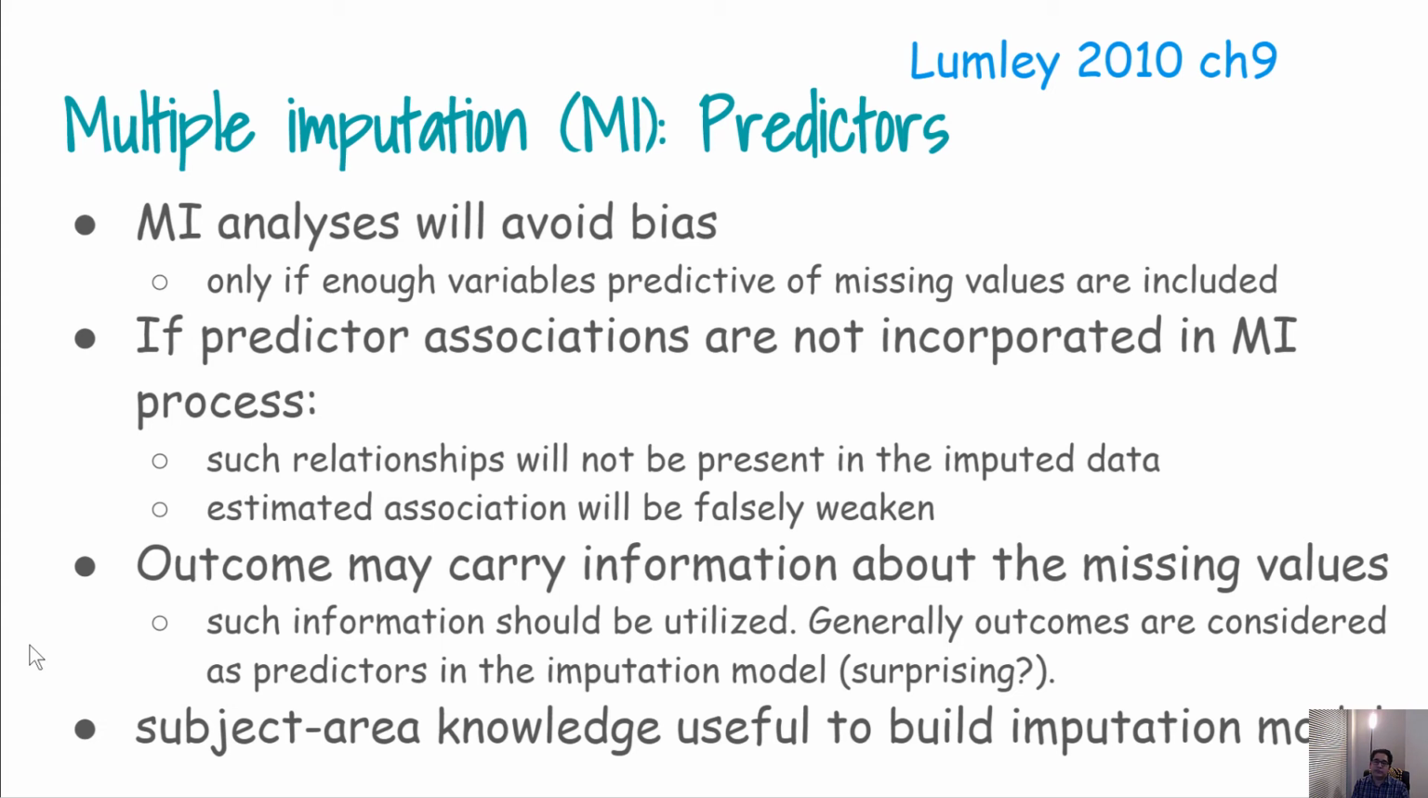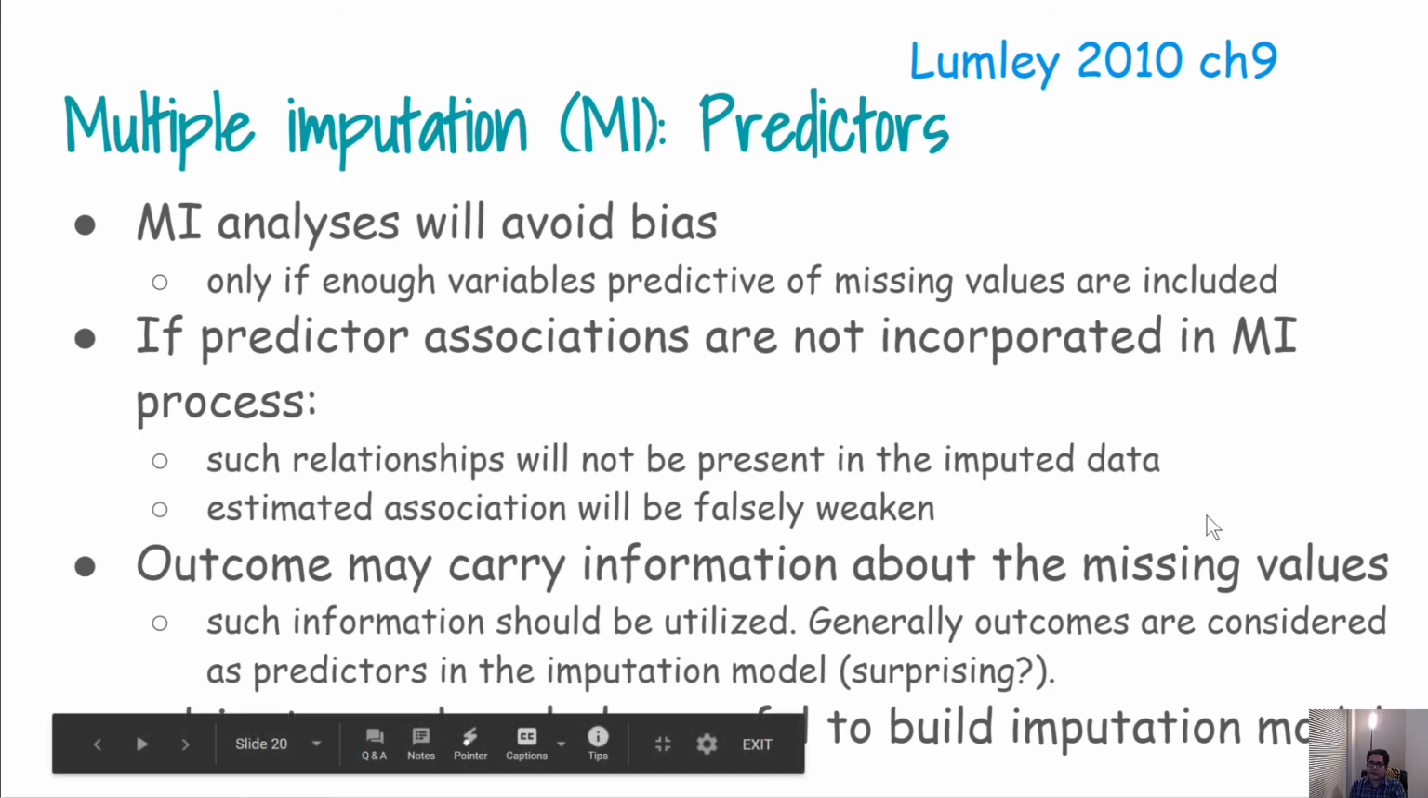So it is, even though we have this level of outcome for the main analysis, for the purposes of your imputation model, that outcome can be a predictor. And generally, it is encouraged that we use those outcomes in our imputation model. Also, subject area knowledge is very useful to build an imputation model.